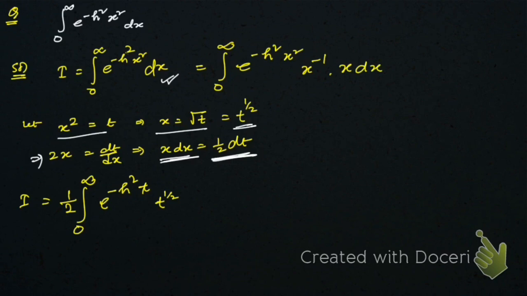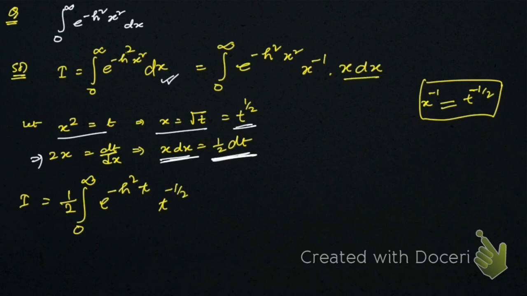So we can replace x by t to the power half, right? So x to the power minus n will be, with n equal to 1, t to the power minus half, right? So here we will write t to the power minus half, and this x dx will be replaced by half dt, half is written already outside, so here we're going to write dt, right? So now what we're going to do, we're going to apply this identity that we have already discussed in the last class.